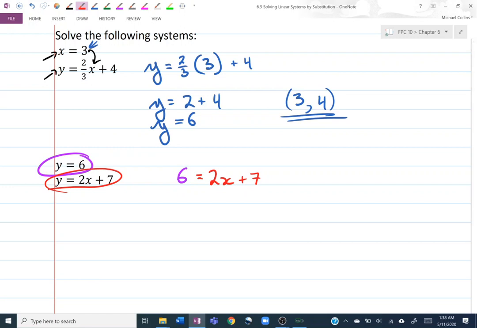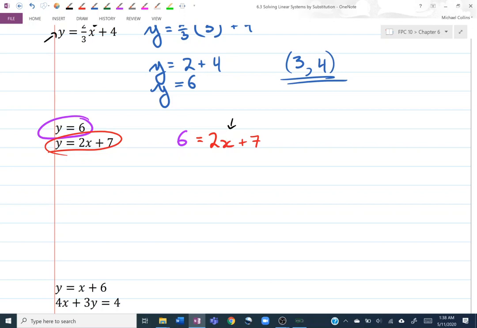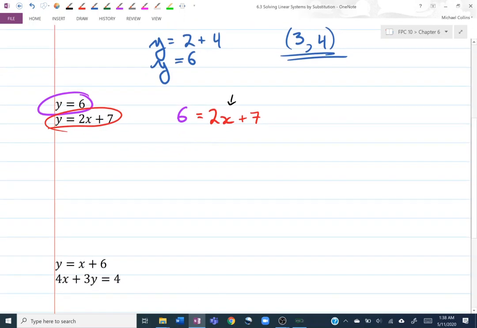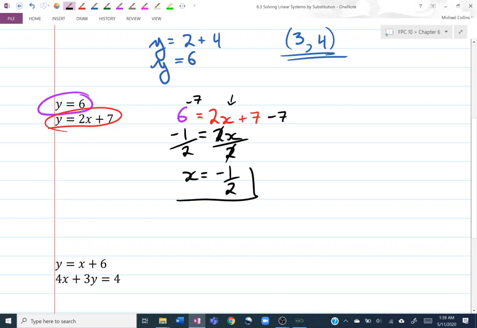Now, this one is going to be a little bit harder to solve because x is not isolated. So we're going to have to try and isolate it, try and get it all on its own. I'm going to have to subtract 7 from both sides. 6 minus 7 is -1, and that's going to be equal to 2x. And I can divide both sides by 2. On the right-hand side, that cancels, and I'm left with x is equal to -1/2.